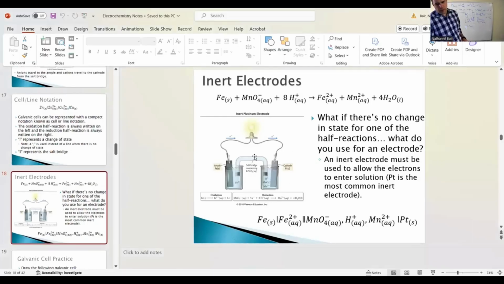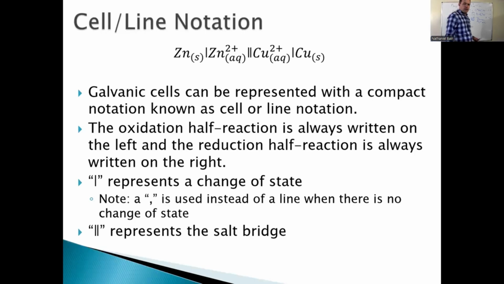Cell line notation, I want to mention this quickly. So here's a zinc copper battery. This is a fast way, it's called cell line notation. This is a fast way to draw a battery without drawing it, okay?